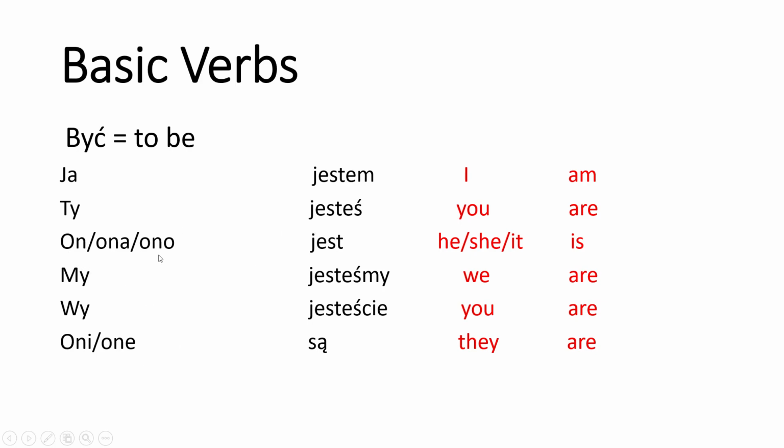On, ona, ono, jest. You just remove everything. And it's kind of usual, so you might relate. Jesteśmy. Jesteście. Są. This one is really different, but for example, in French, sont, ils sont, they are. And many people would know it. Even it's the same in Spanish, I guess. So let's move on.